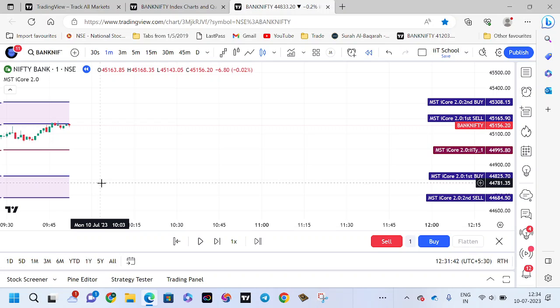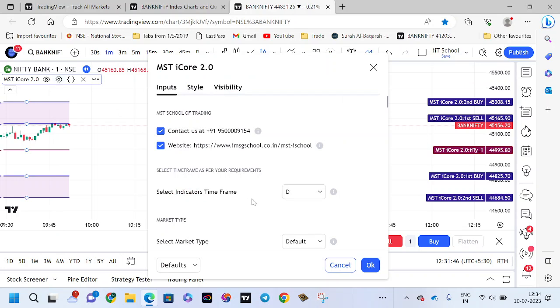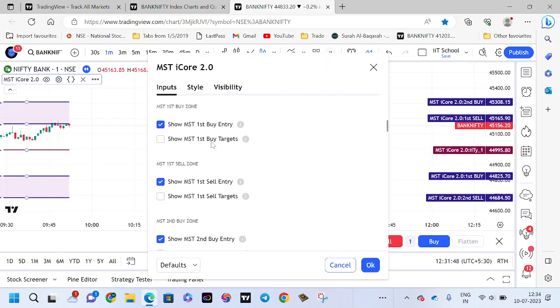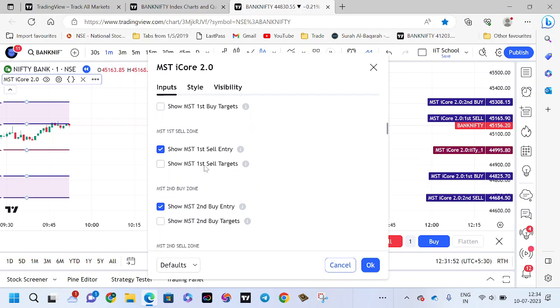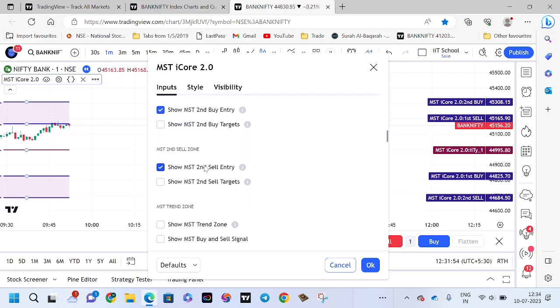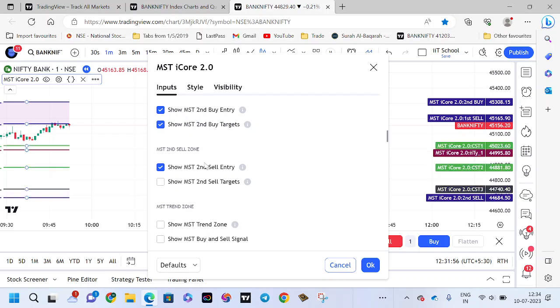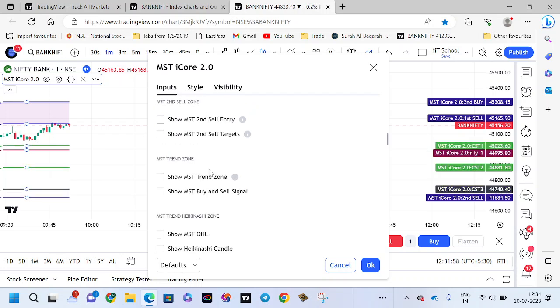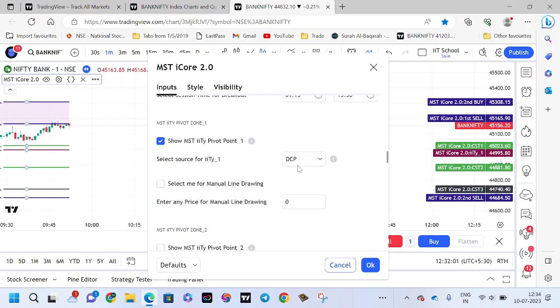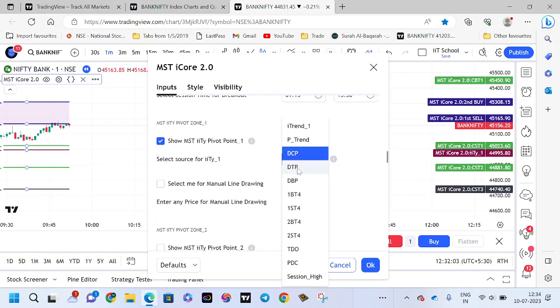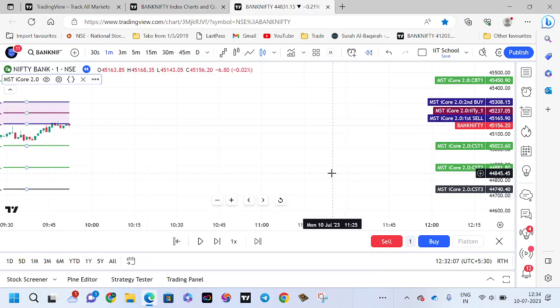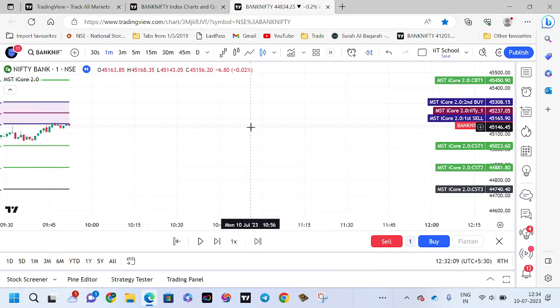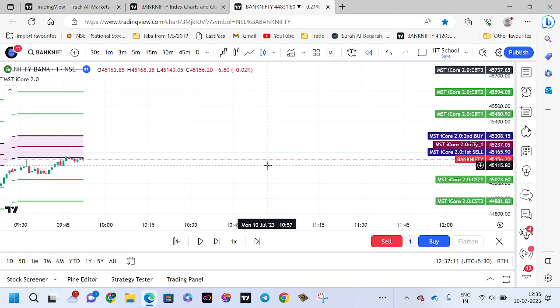Now the sell is activated. What you have to do is go to this indicator, come to the settings, and scroll down. Since the sell is activated, remove the buy and enable the sell targets, enable second buy targets, enable second sell. So now the midpoint will be there, that you can place at the DTP. DTP means the midpoint between the first sell and the second buy. Okay, now we should be ready.